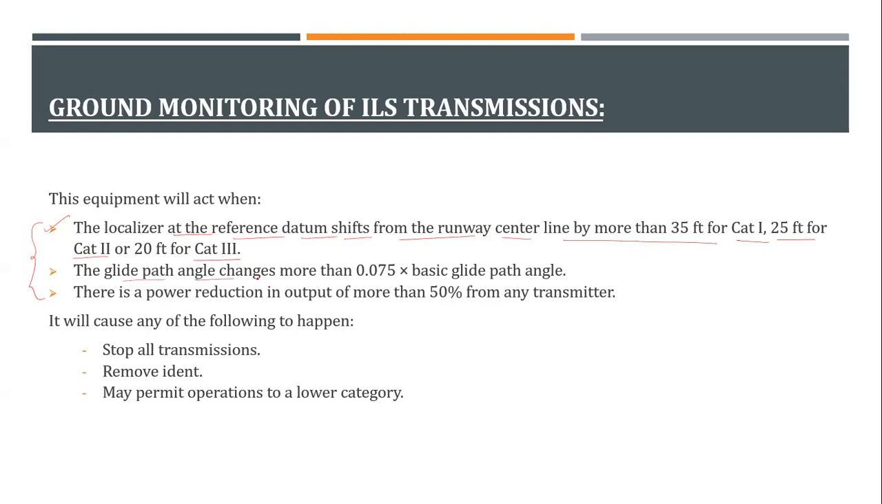The glide path angle changes from, well, remember this was the first value. If this changes, then we also have a power reduction in the output of more than 50%. Suppose the electricity supply goes off by 50% or more, then the ground monitor will also shut itself off. Now what will happen? It will stop all the transmissions, it will remove the ident, and it will also permit the operations to a lower category.